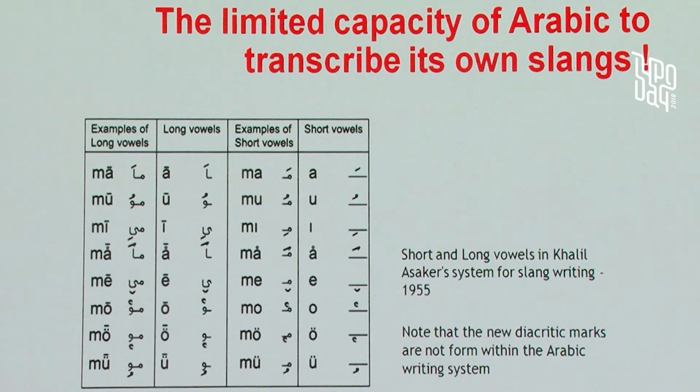had contact with the Latin world through colonization. So they figured that they could not cope with the current Arabic system, which cannot cope with the extra letters coming. And even in slang language, the current Arabic situation cannot fully represent the different slangs of Arabic. So in 1955, Khalil Asakir tried to devise a new thing to be able to represent the slang letters in Arabic.